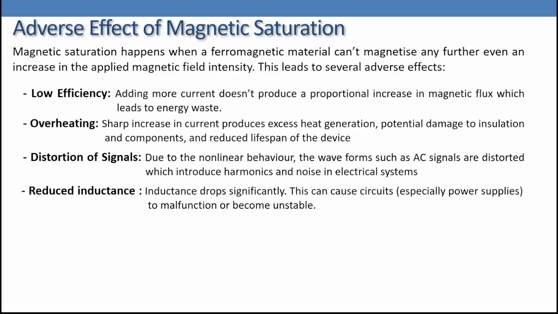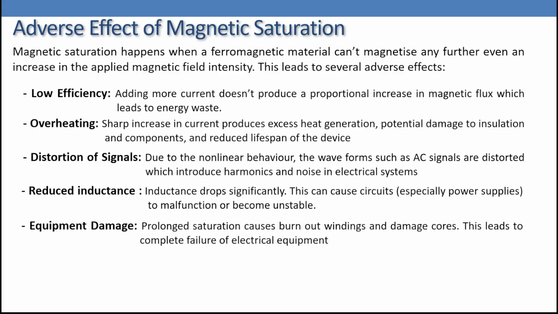But inductance depends on the number of turns and the reluctance, and reluctance is a function of the dimensions and the permeability. If the permeability drops in this region, this can cause circuits to malfunction or become unstable. Equipment damage: according to the previous points, low efficiency, overheating, distortion, and reduced inductance, prolonged saturation causes burnout of windings and damaged cores. This leads to complete failure of electric equipment.